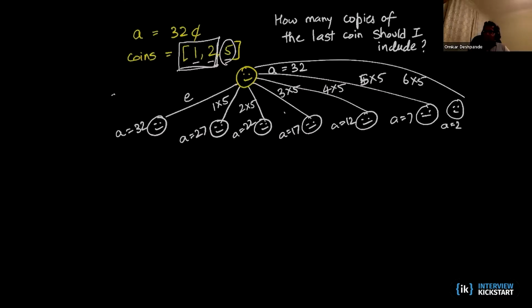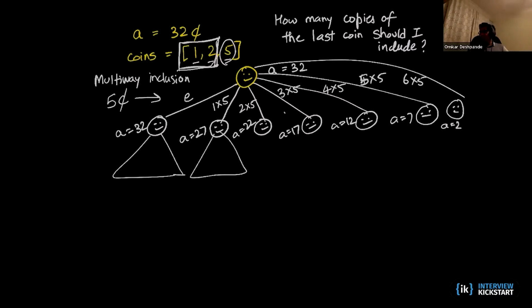Okay, so this is basically the 5-cent coin level, decisions about the 5-cent coin. You can call this multi-way inclusion. I'm not sure if that's an official word, but at least that's what I call it. And so let's say this subordinate tells me that looking only at the 1-cent and 2-cent coins, there are maybe 10 ways of making up this amount. This subordinate tells me there are maybe 8 ways of making up that amount.